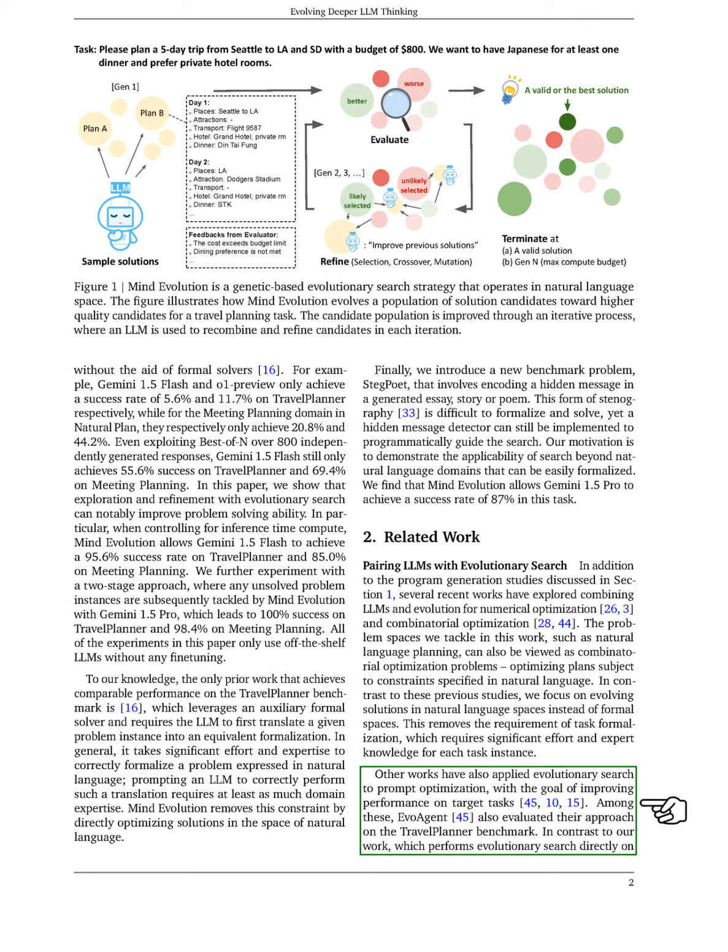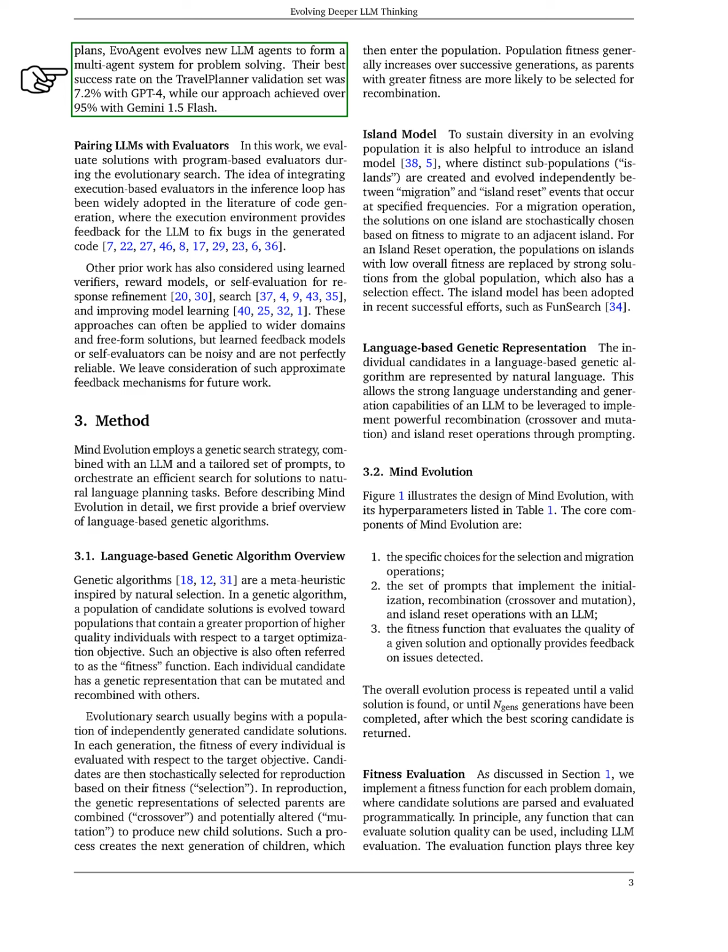We also acknowledge other works that have applied evolutionary search to optimize prompts to enhance performance on specific tasks. For instance, Evo Agent tested their method on the Travel Planner benchmark, evolving new LLM agents for a multi-agent system approach. Their success rate was 7.2% with GPT-4, while our method achieved over 95% with Gemini 1.5 Flash.